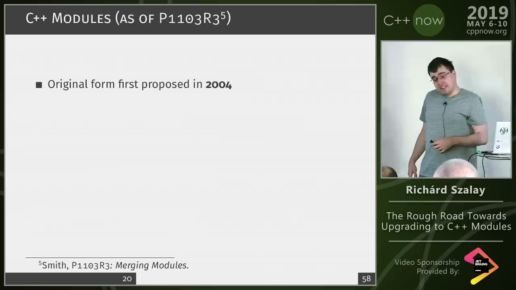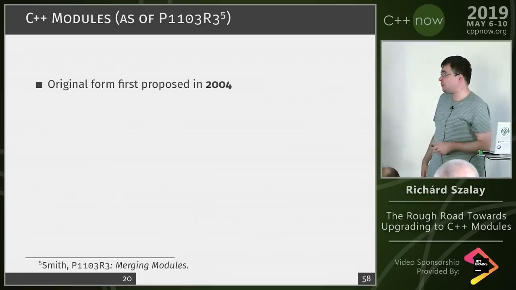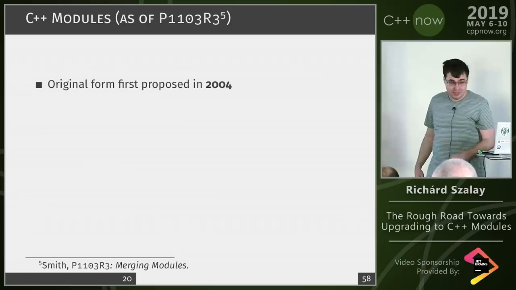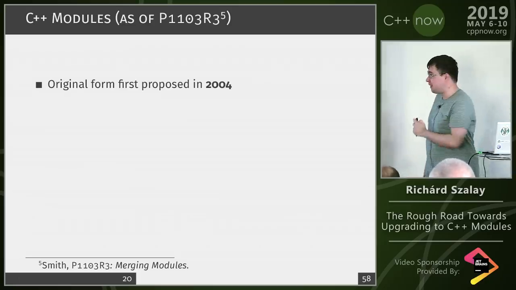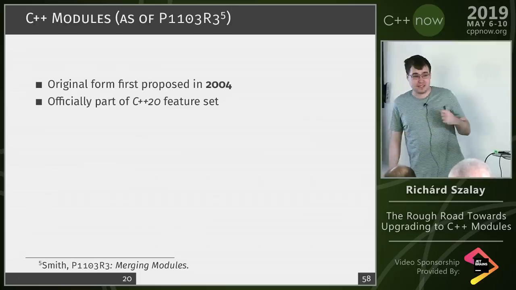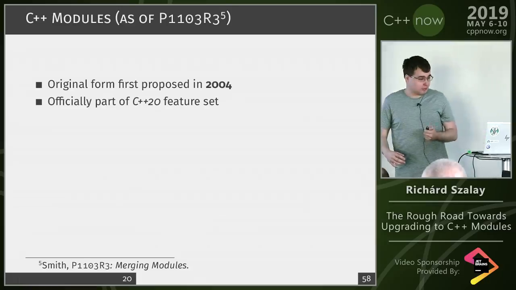So this is 2019, May, right? Modules were originally formally proposed in 2004. That's a long time. But luckily, in Kona, people decided that it's officially part of the C++20 feature set. Hopefully, compilers will live up to it.